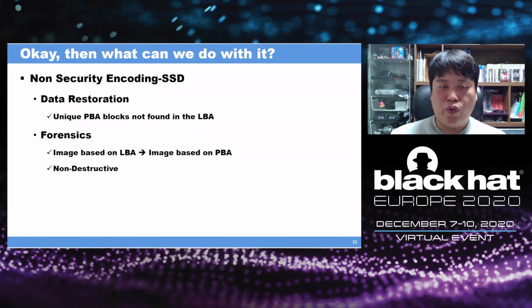So what can we do with it? In a non-security encoding model, it will identify unique PBA block data not found in the LBA, so it will get our plain text data on flash. Second, it is used as a forensic tool. I think forensic people need an image based on the physical address on the SSD. Furthermore, it is non-destructive.